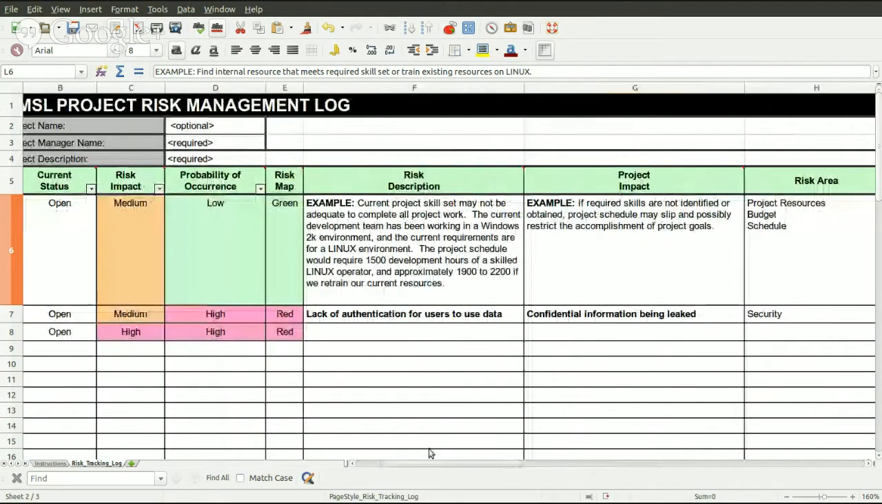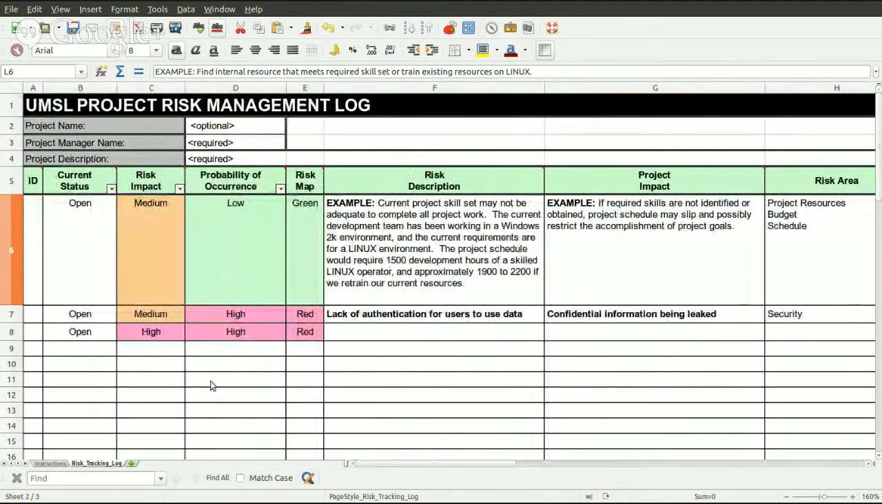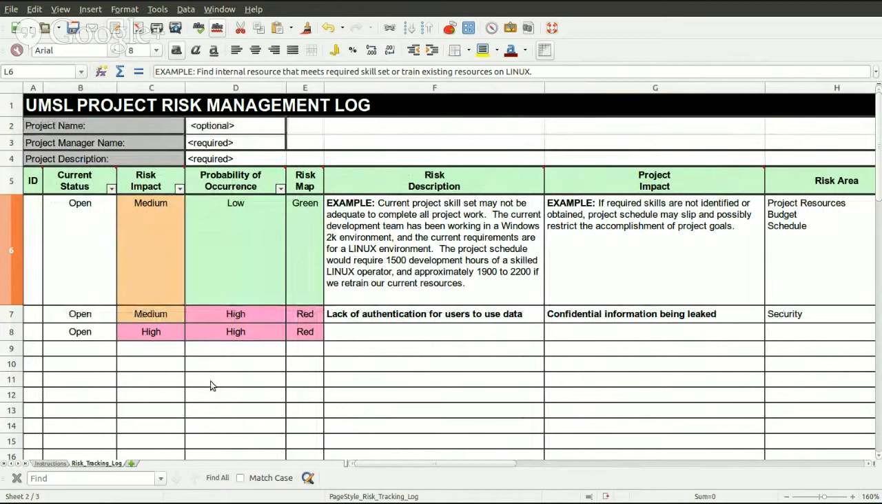Okay. So this is the tool or the spreadsheet that you can use to actually document all of your risk and track those risks. Okay. So how are you doing documenting your risks thus far? Yeah, we're pretty solid with that.